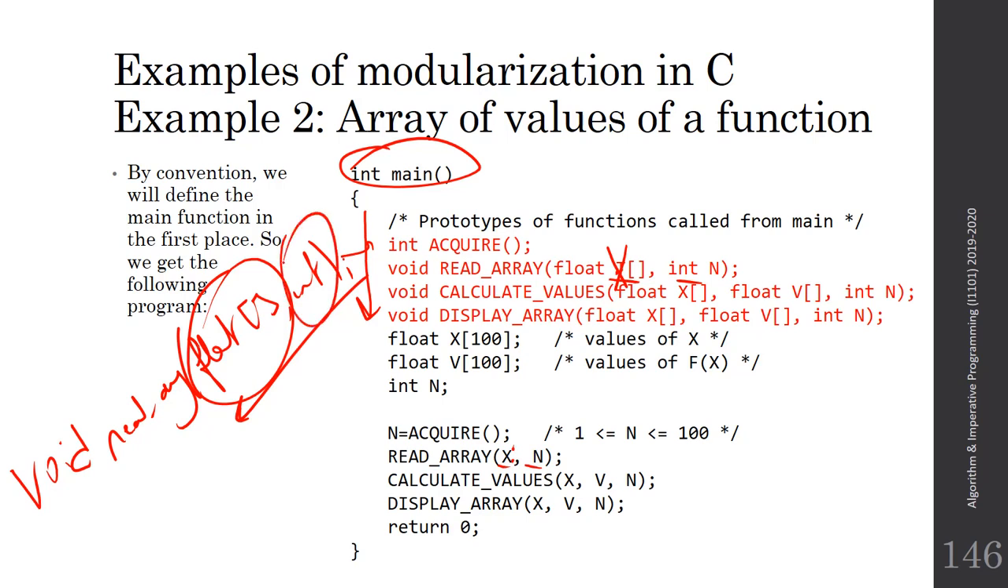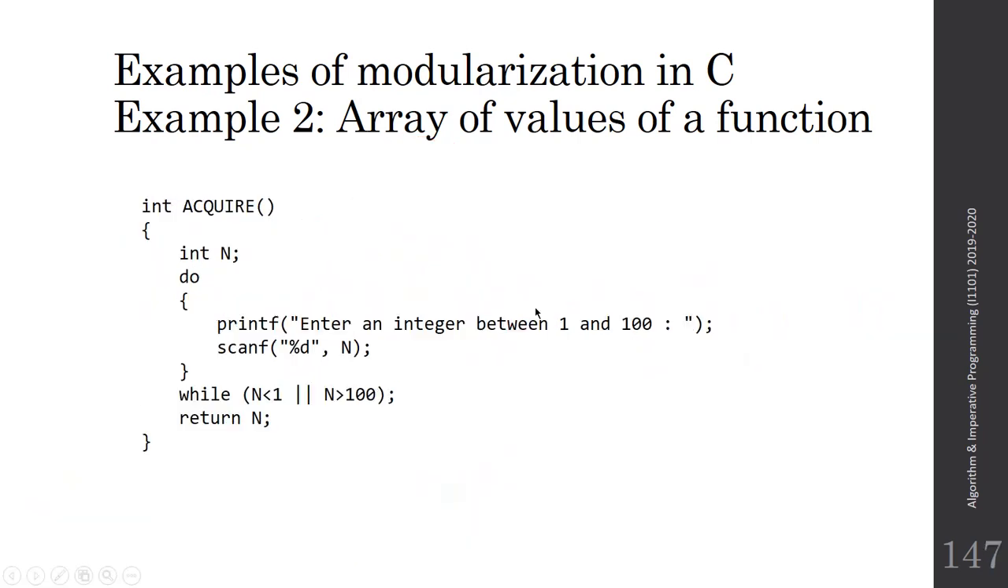There's no need to know the variables because they will not be allocated in the main, and as we have seen in the memory state, there will be other local variables for each of these functions. So in the function acquire, there are no inputs. However, we have an output, which is the actual size. So it has just one local variable, and we're doing a do while, just reading the actual dimension.